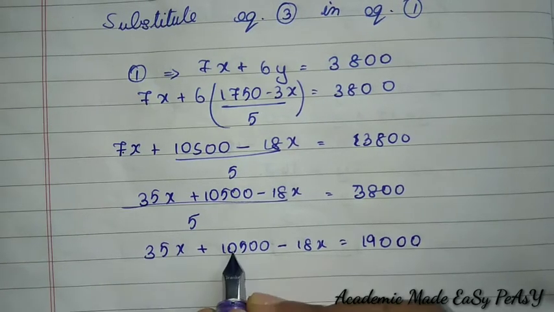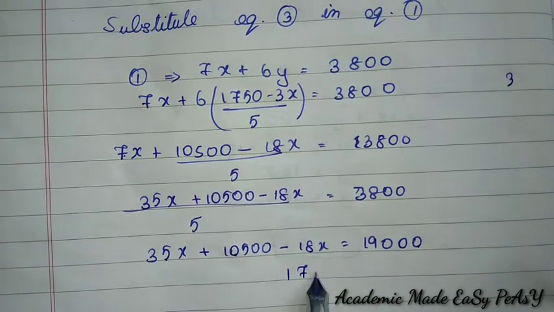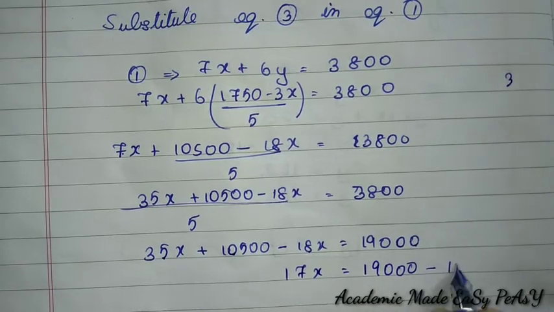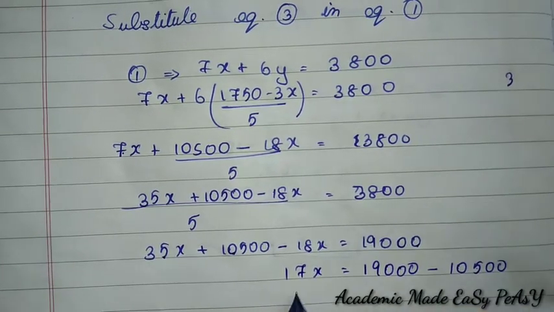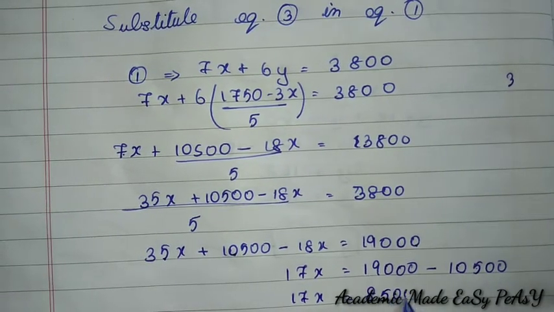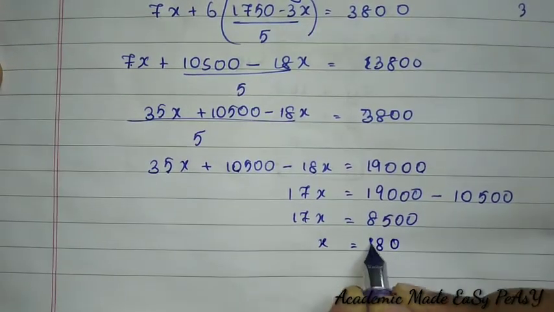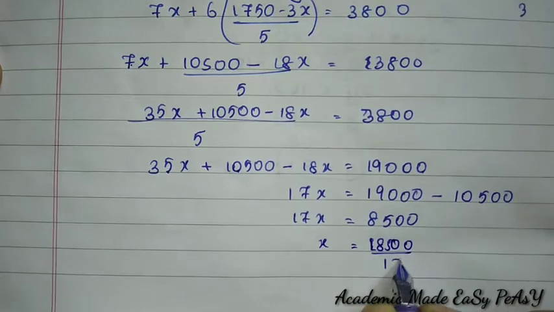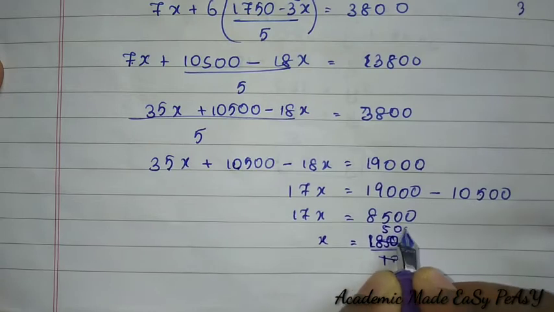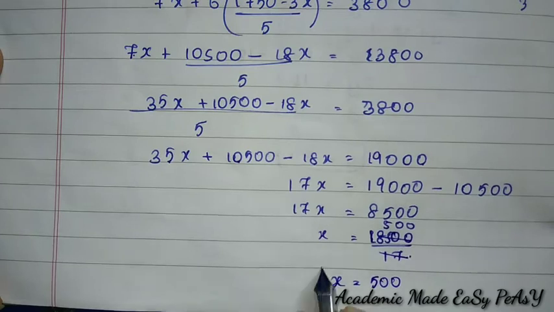So 35 minus 18 is 17x is equal to 19,000 minus 10,500. So 17x is equal to 8,500. So x is equal to 8500 divided by 17. So 17 into 5 is 85, so 500. Therefore the value of x is equal to 500.